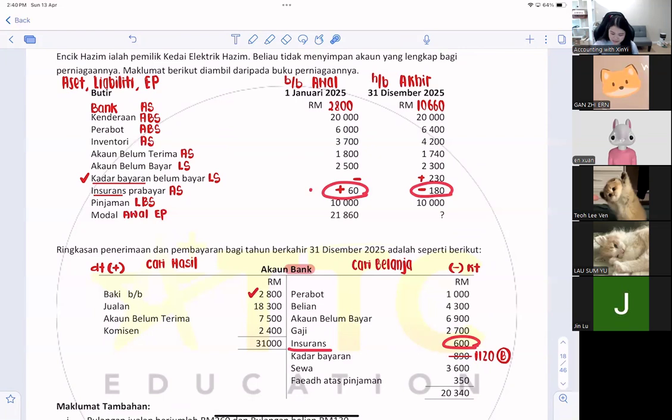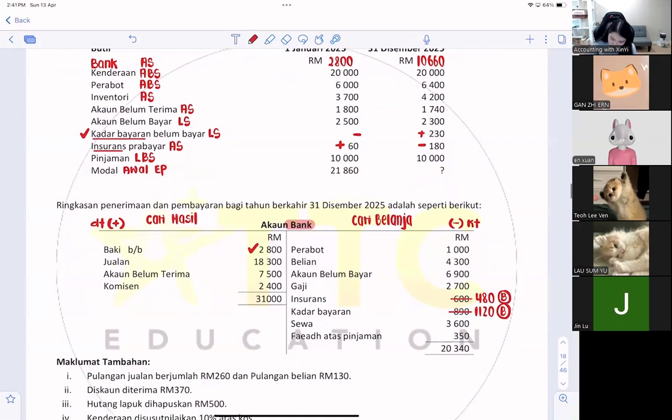So once you do that adjustment, yes, okay, perfect. 600 plus 60 minus 180, yeah? 480. So that is the actual amount for your insurance. So of course, if you guys need, I can show you the working. So earlier on for your kadar bayaran, you did this 890 plus 230. And then insurance, now what you did is you took 600 to plus 60 minus 180. So that's what happened.